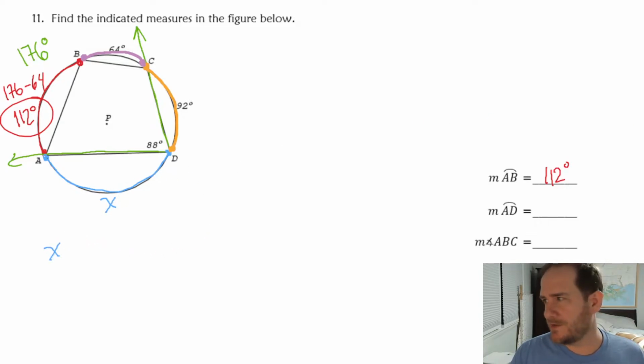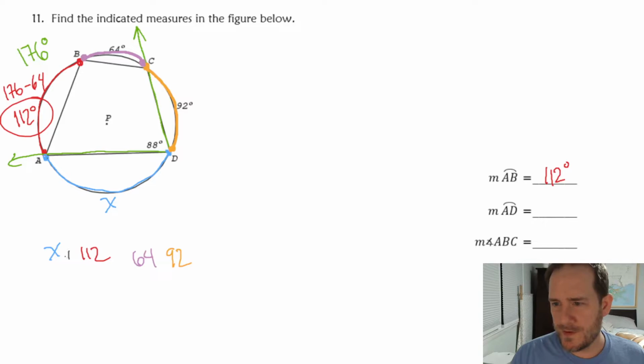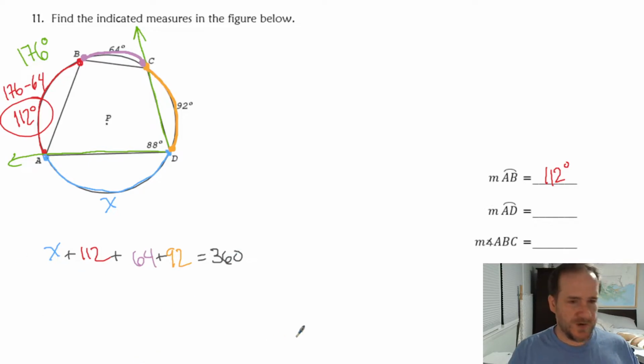So you take the X, you take the 112 from the red, you take the 64 from the purple, you take the 92 from the orange piece, and you know that all four of those arcs added together would make the whole circle, which is 360. So you can write yourself an equation and solve it. So let's take the 112 plus 64 plus 92, and that's 268.